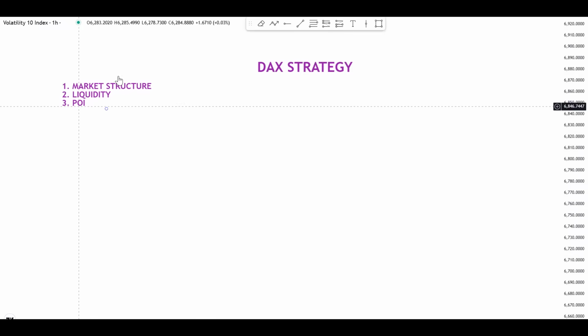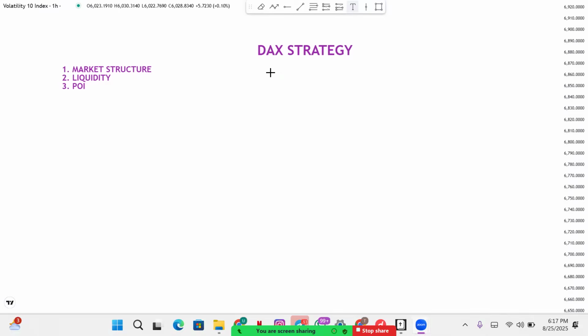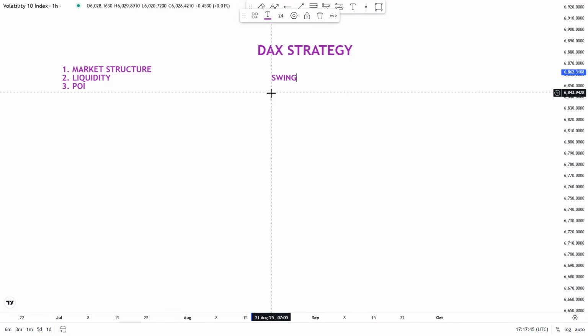So the first thing I'll be talking about is market structure: how you use market structure, how you should view it, and the right way to trade it. One of the first things you need to know is that market structure is the way the market moves. We have three types of structure: the swing structure, the substructure, and the minor structure.